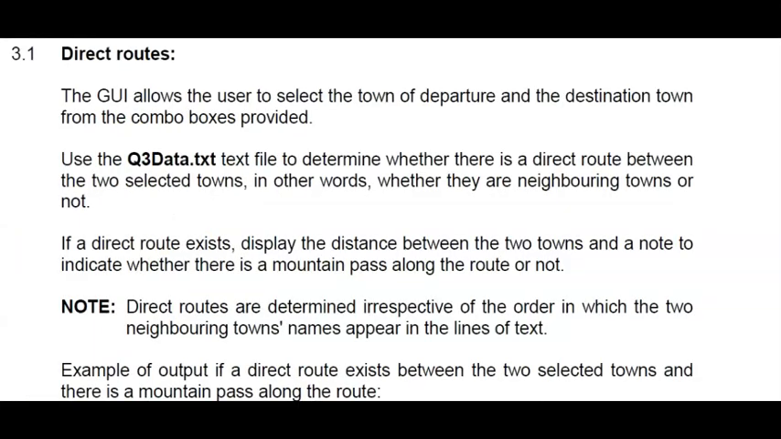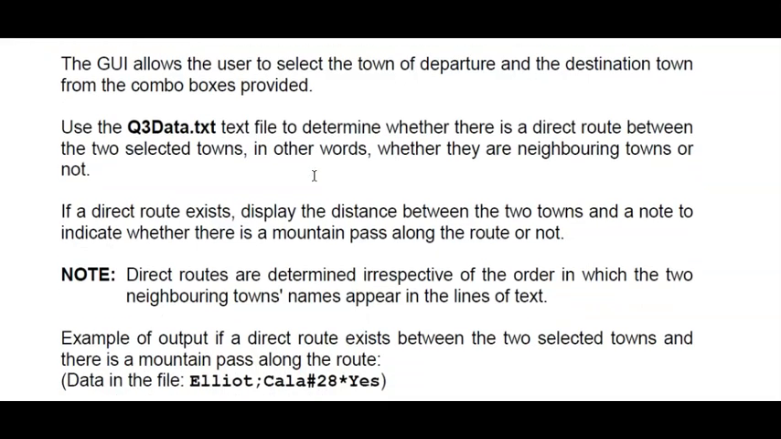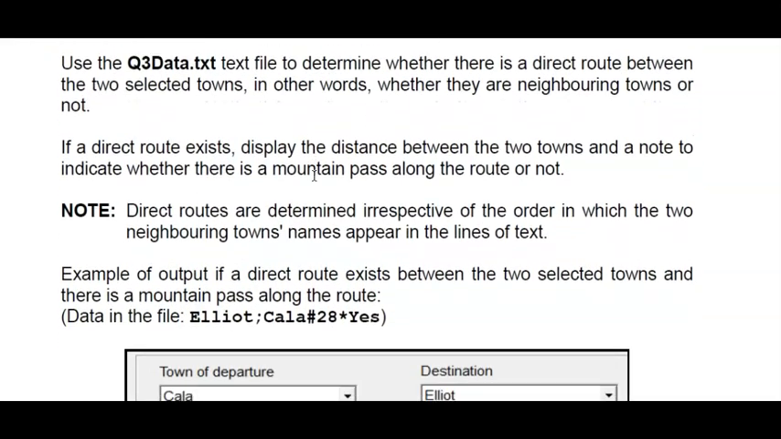In question 3.1, they tell us to read from this text file, and then the user will pick in the combo boxes. They're going to pick a town from 2 combo boxes, one for the departure and the other one for the destination. And you then have to determine whether there is a direct route between these 2 towns, and also then display the distance and whether it contains a mountain pass or not.